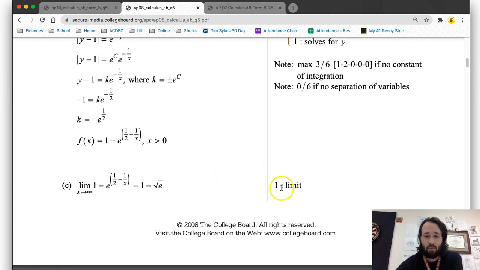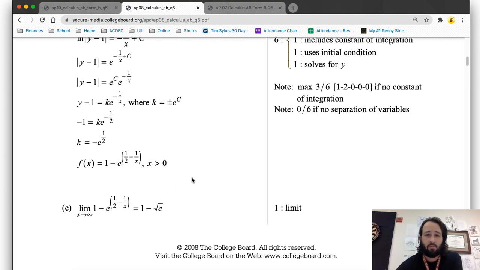And this last one, they just gave 1 point for the limit, right? I had 1 minus e to the 1/2. E to the 1/2 is the square root of e, so we are good there.